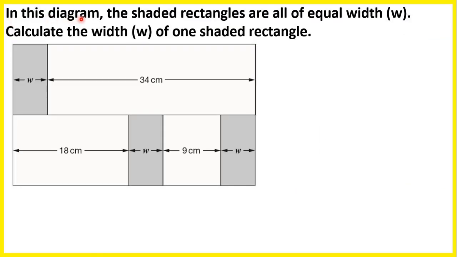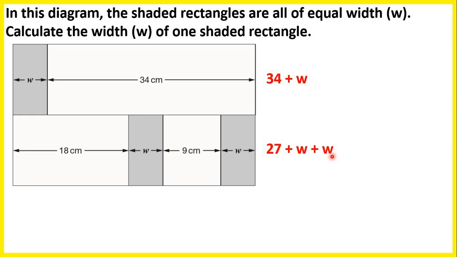In this diagram, the shaded rectangles are all of equal width, and they've used the letter W to show the width. Calculate the width of one shaded rectangle. So on this top line, we have 34 and 1 width, so we can write 34 plus W. And on this bottom line, we have 18 and 9, so that's 27 altogether. And we have 2 widths, so we can have 27 plus W plus W.